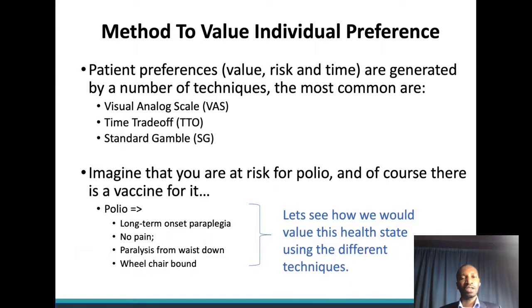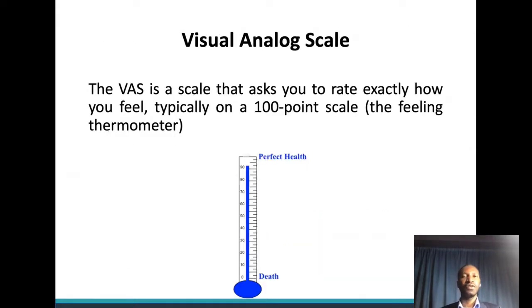Suppose that you're asked to imagine that you are at risk for polio, and of course, there's a vaccine for polio. So if one has polio, then you may experience long-term onset of paraplegia, you may feel no pain, you may experience paralysis from waist down, and you may be wheelchair bound. Let's see how we would value this health state of polio using different techniques. So let's start with the visual analog scale.